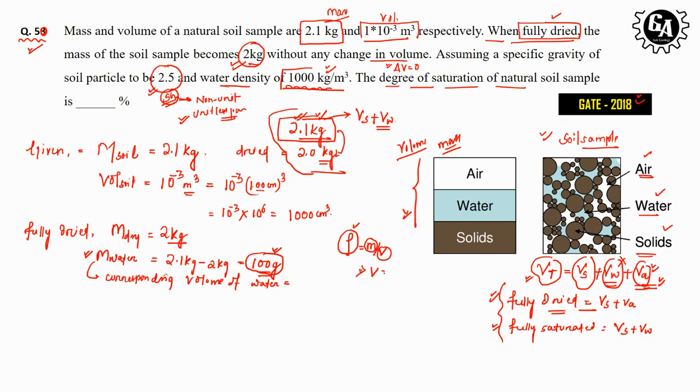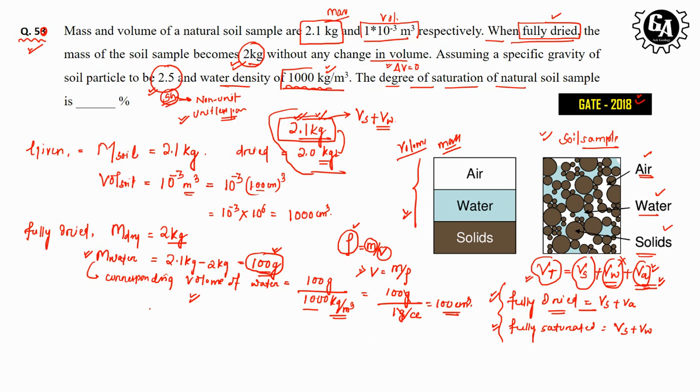Then what will be the formula? Volume is equal to mass by density. What is the mass? Mass is equal to 100 gram. The density is 1000 kg per meter cube. You have to change this kg per meter cube. You know that 1000 kg per meter cube is nothing but 1 gram per cc. This gram will cancel out. Then 100 centimeter cube, this is the volume of water. This is the corresponding volume of water.